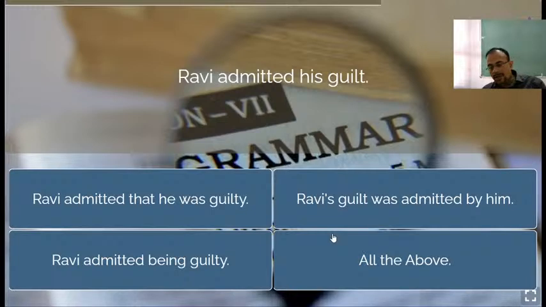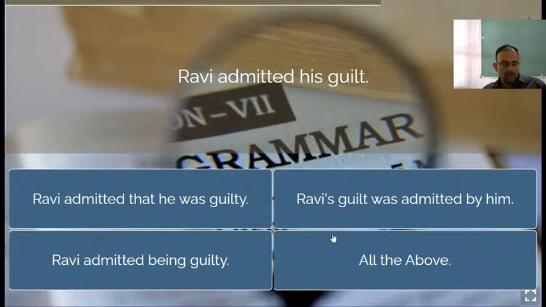Okay, so it is not an example of a compound sentence because none of the options given in the question is a compound sentence. So you make it simple. You have to find out the simple sentence from the given alternatives. Okay, simple sentence. But "Ravi admitted his guilt" is a simple sentence itself, right?